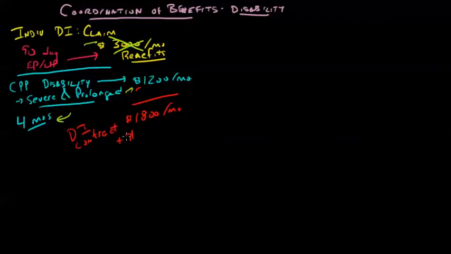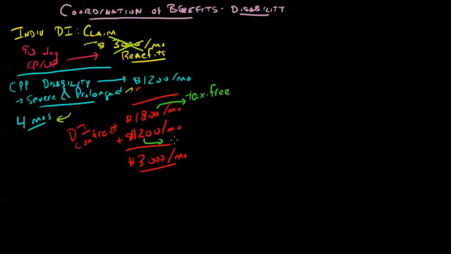Plus you're also getting the $1,200 a month from your CPP, so you're still getting your full $3,000 a month, just that now you're getting it from two sources. Now, one side effect here is that the $1,800 a month from the DI contract is most likely tax-free unless this was an employer-paid DI contract. The $1,200 a month from CPP is taxable.